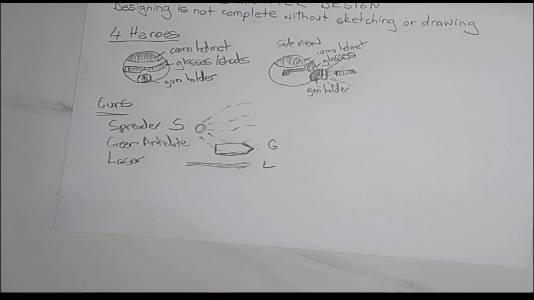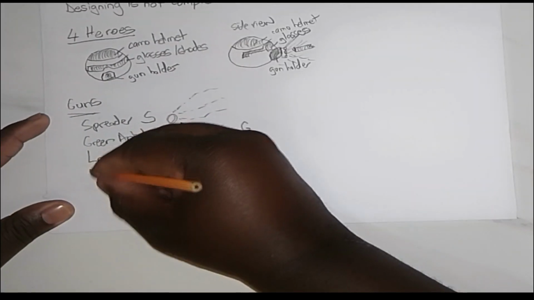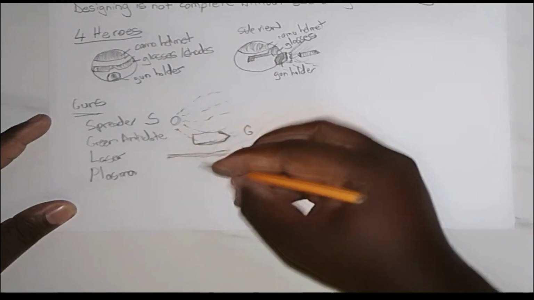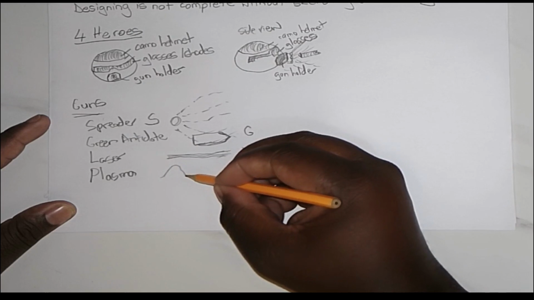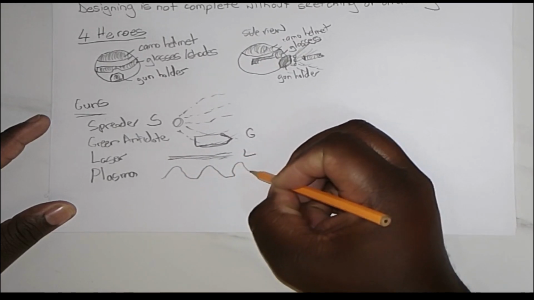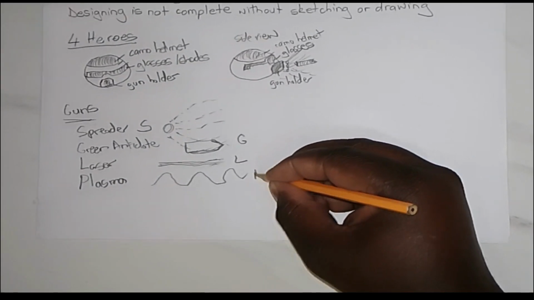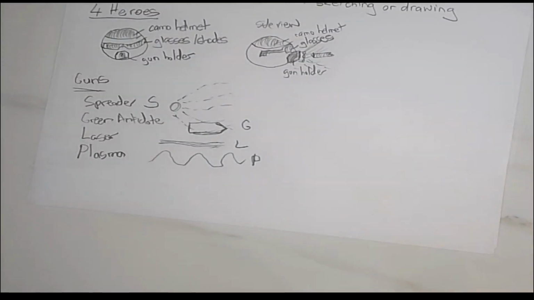Maybe I'll add a plasma gun. So let me write plasma. And the plasma will be going like a sine wave. It's more like this. It will be a plasma gun represented by a letter P. So we're going to also have a plasma gun.